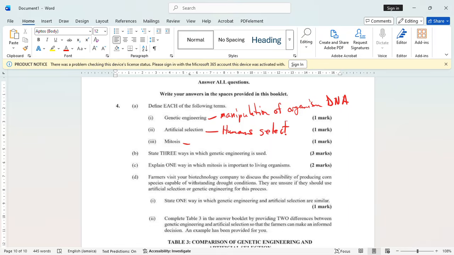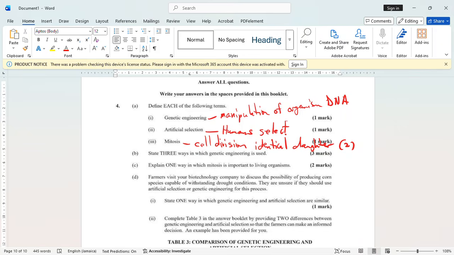Mitosis, of course, that is a cell division. And what you want to speak about is that you get identical daughter cells. And if you want to specify, two daughter cells. So it's a cell division which results in two genetically identical daughter cells from one parent cell.